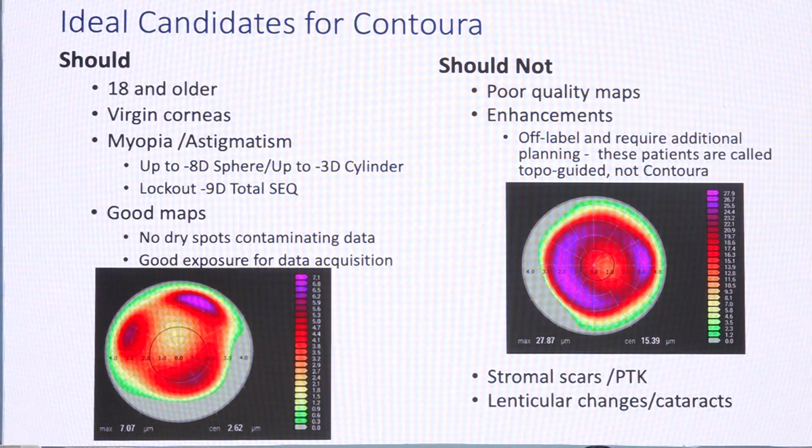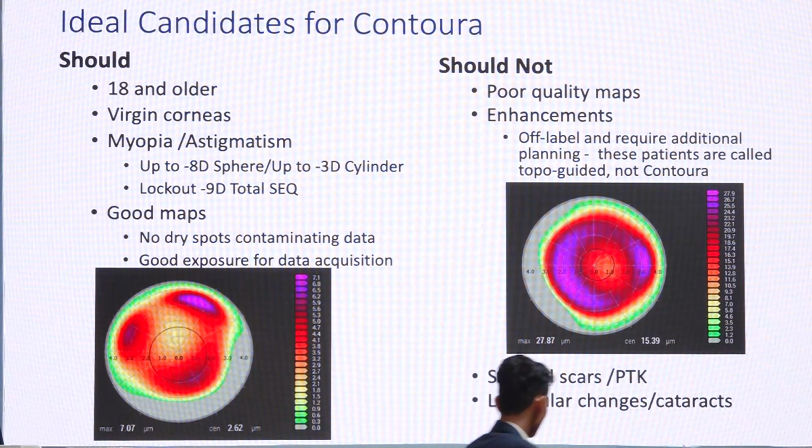So who are the ideal candidates for Contoura? It says 18 and older, but this is when Contoura was approved by the FDA. But frankly, today I don't like to operate anybody below 21, and that too with stable refraction for at least 2-3 years. And Contoura is usually done for virgin eyes and can be done for myopia and astigmatism, as is mentioned there. The main thing is that you should be having great maps.